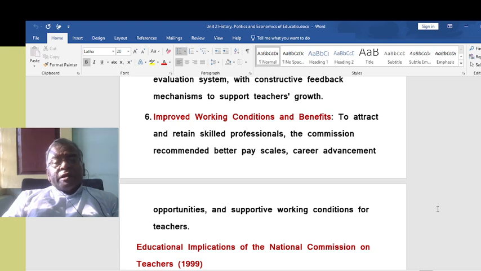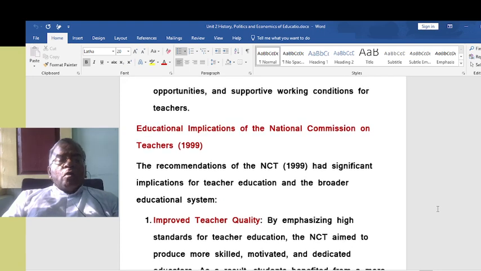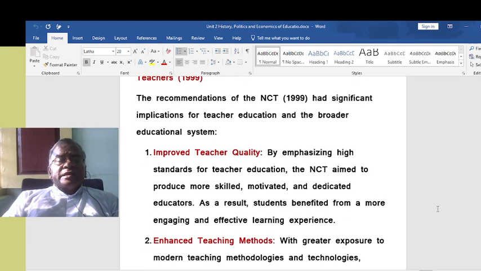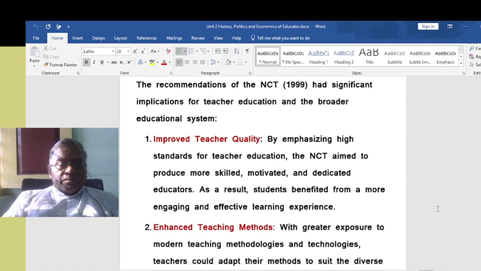The commission recommended better pay scales, career advancement opportunities, and supportive working conditions for teachers. Now let us discuss the educational implications of the National Commission on Teachers 1999. The recommendations of the NCT 1999 had significant implications for teacher education and the broader educational system.